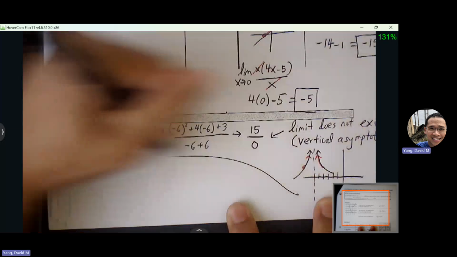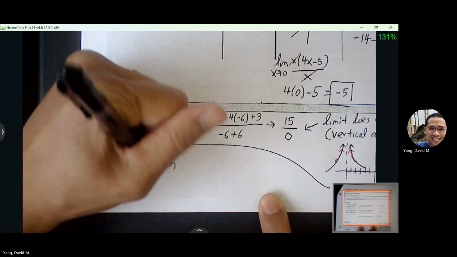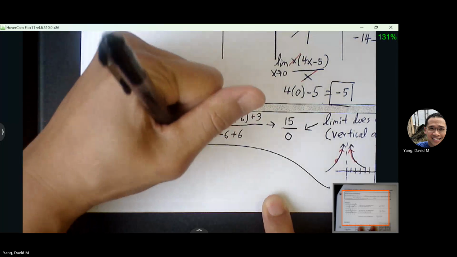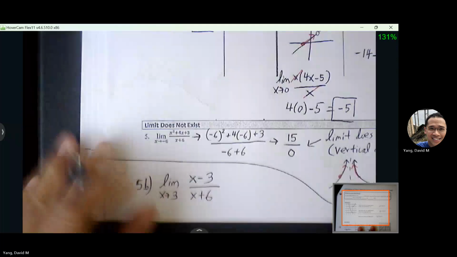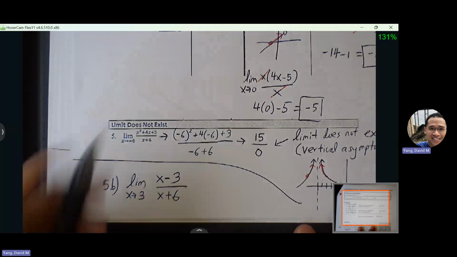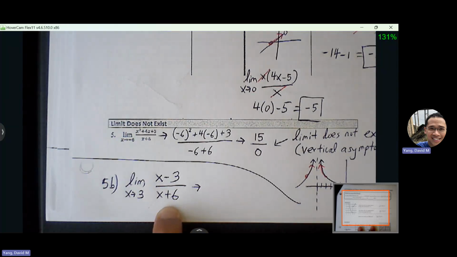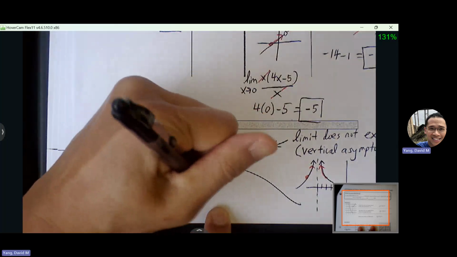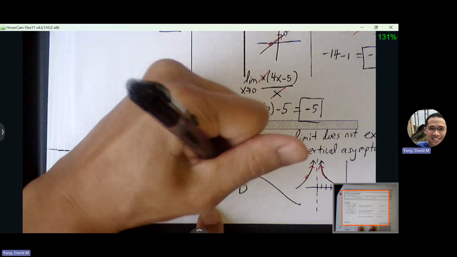Let me do another example here. Let me call this 5b. Okay. Direct substitution first. What do we get? I just created this one for you to copy down. 0 over 9. What would you categorize this as? This one is a real number. This is what? 0. So you would stop and say that is 0.